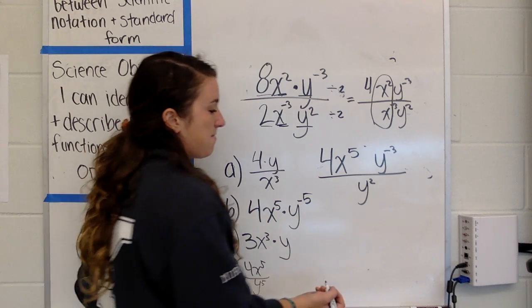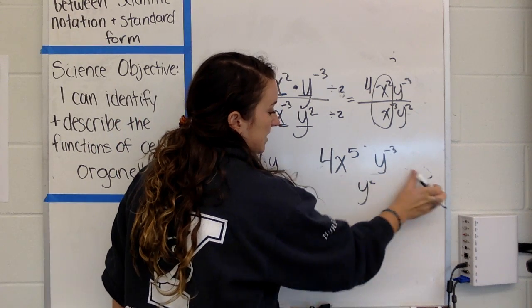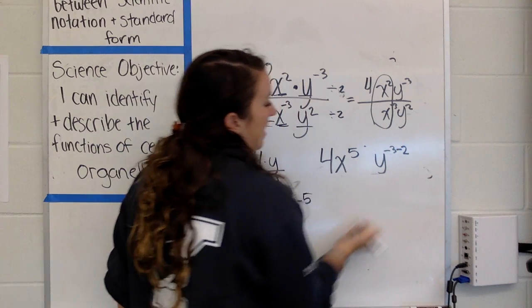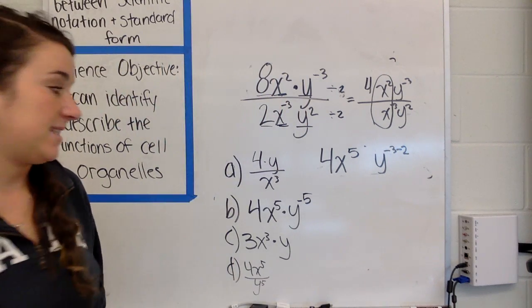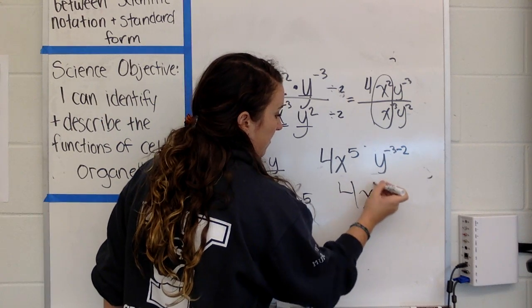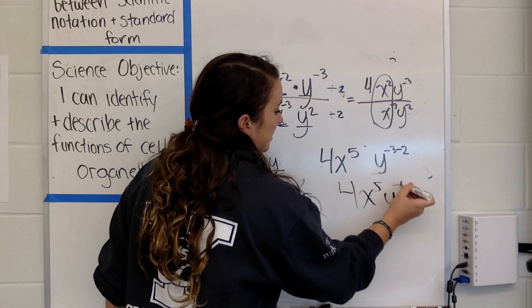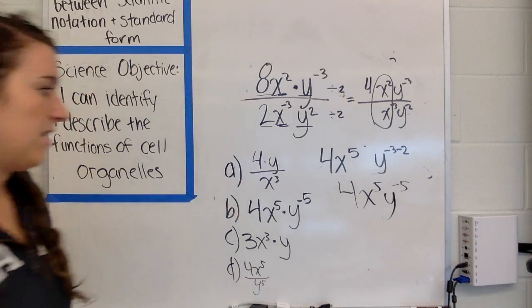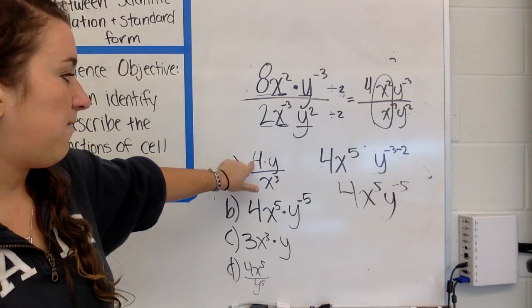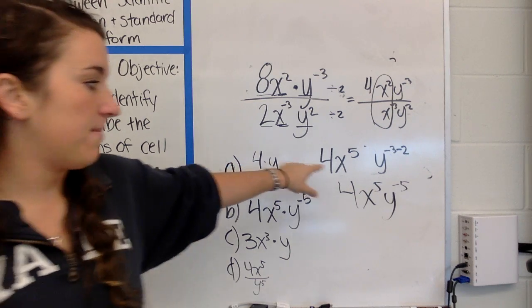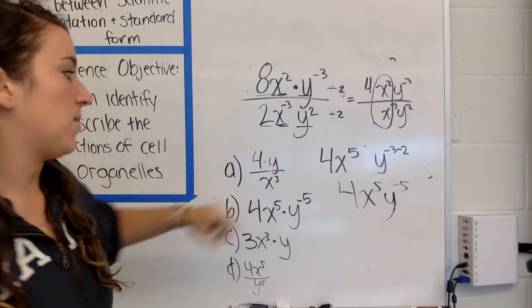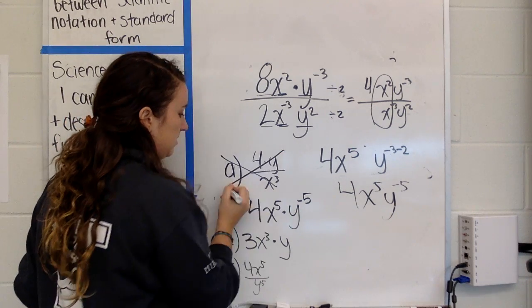I can do the same thing with my y's and bring this up here by subtracting my exponent. So I have -3 minus -2. So I have 4x to the 5th, y to the negative 5th. Now let's go through my answer choices. Here I have 4 times y, so I look at my y's and I see, no, I need y to the negative 5th. So this is wrong because my y's are wrong.